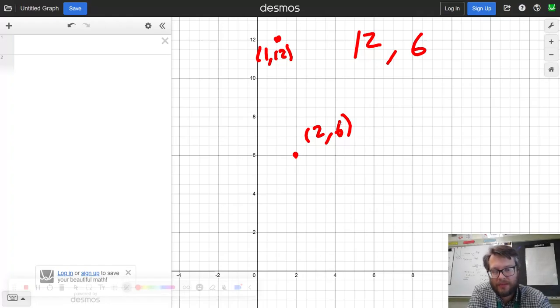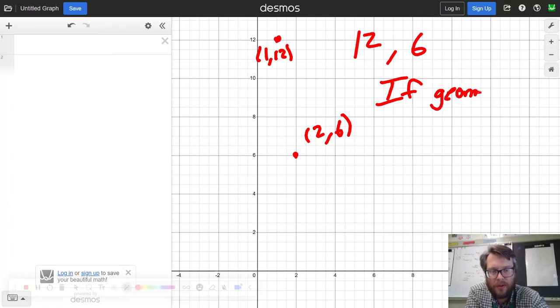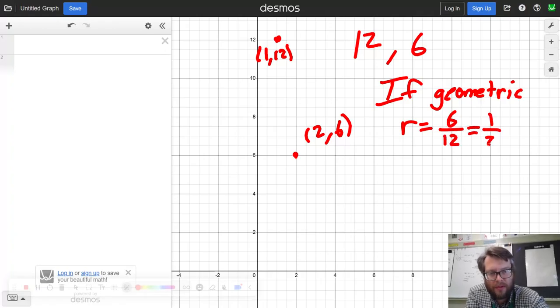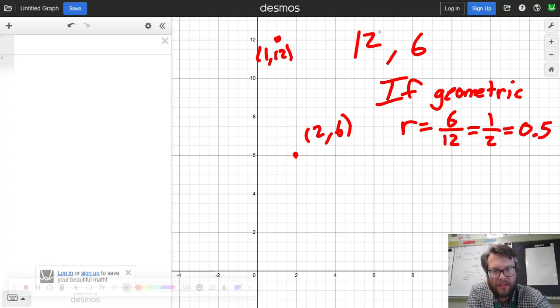The two main types that we've been studying are geometric and arithmetic. So let's think about if it's geometric, what does that word tell you? That means that we're going to multiply or divide. So I know that my common ratio is whatever 6 divided by 12 is, that's a half. Some of you might like it more as 0.5. Some of you probably just looked at it and said, oh, that's a dividing by 2 pattern.